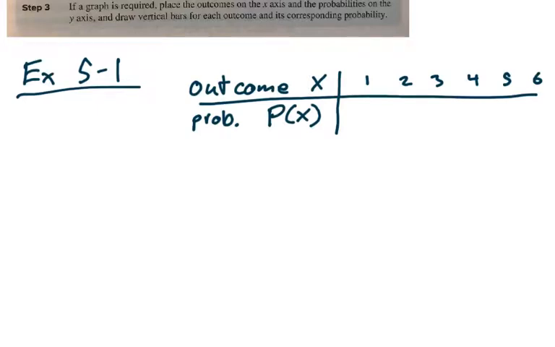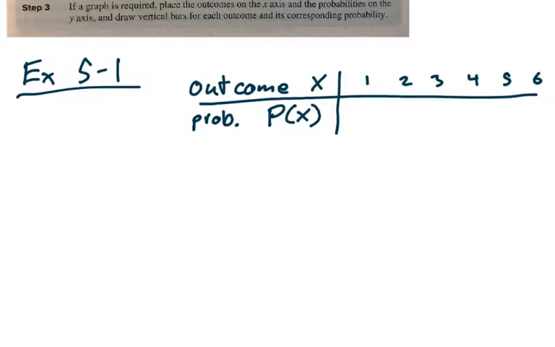In example 5-1, the theme is rolling a die, and it says to construct a probability distribution for rolling a single die. All right, we'll make a table consisting of a row for our outcomes, and we'll call those X values. And so here they are for rolling the die. We could get a 1, 2, 3, 4, 5, or a 6. And then in a row below this, we'll compute and list all of the probabilities for each one of these outcomes.